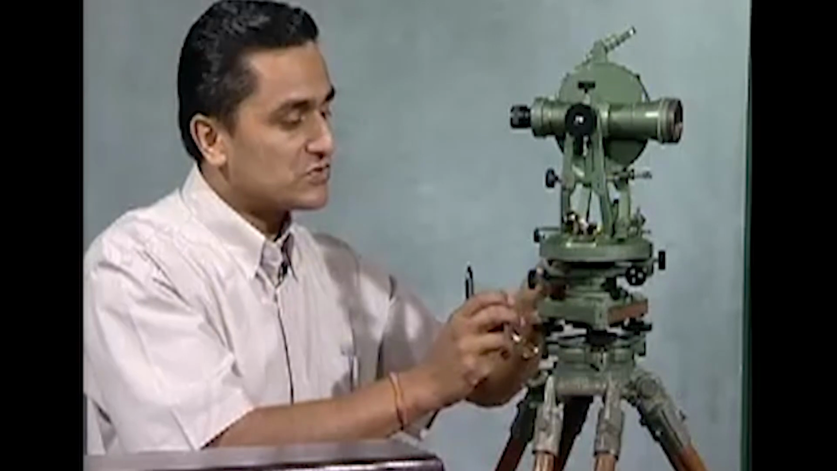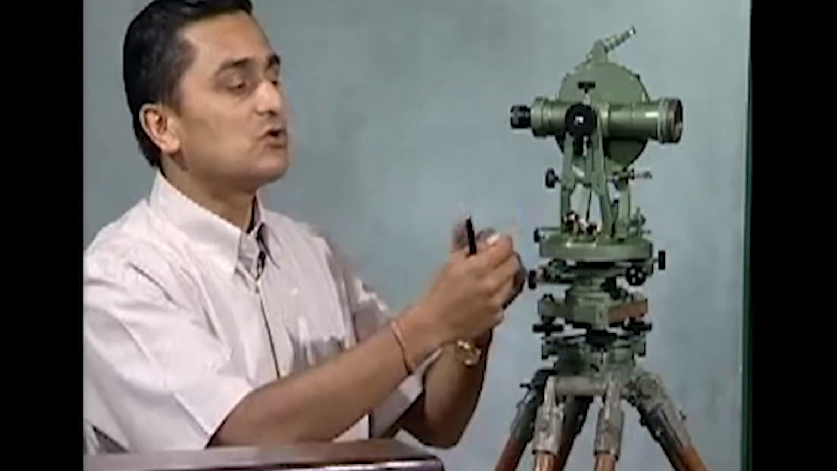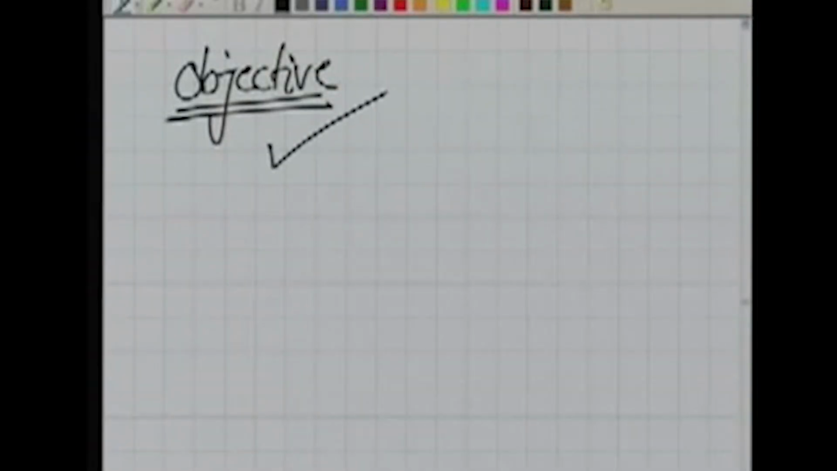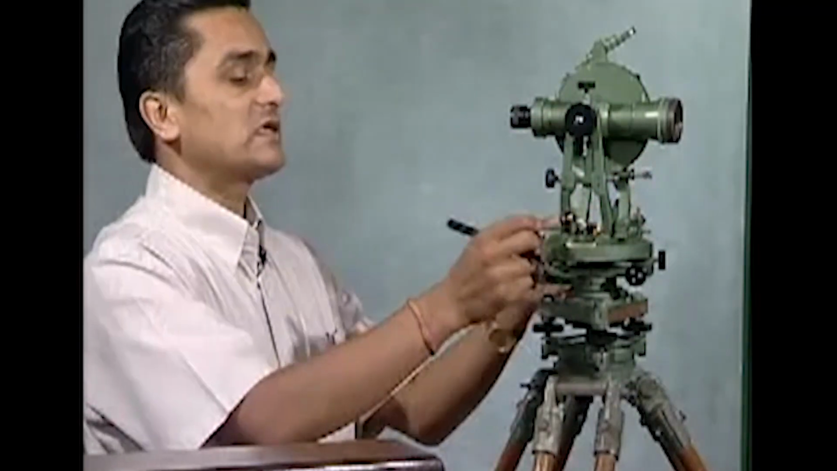At that moment I rotate the tangent screw of the horizontal plate, as per the requirement, to bisect that particular ranging rod exactly. So these are the steps: focusing the eyepiece, focusing the objective, and then final bisection. Once I have finally bisected that particular point, I can see the readings here.